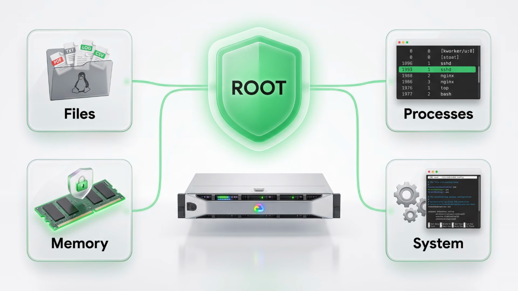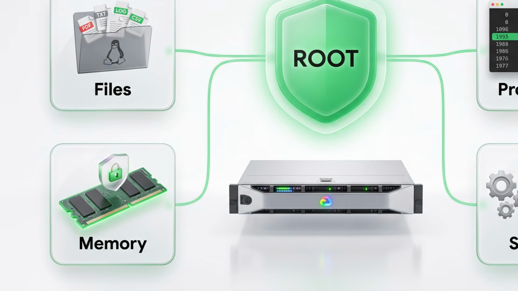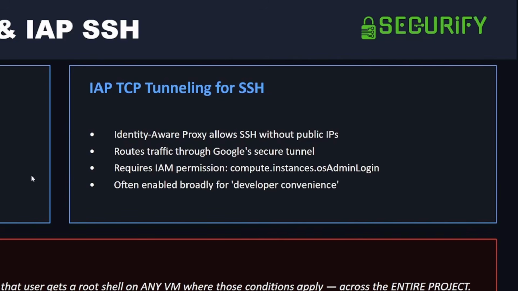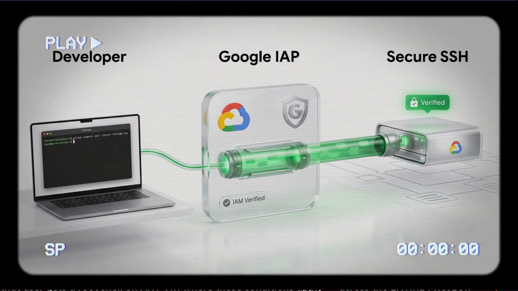Root means you can read every file, kill every process, access every in-memory credential, and modify the system however you want. IAP's TCP tunneling feature lets you SSH into a Compute Engine VM that has no external IP address at all. Instead of connecting directly over the network, your SSH traffic is routed through Google's own infrastructure. The gcloud CLI handles this transparently with the tunnel-through-IAP flag.